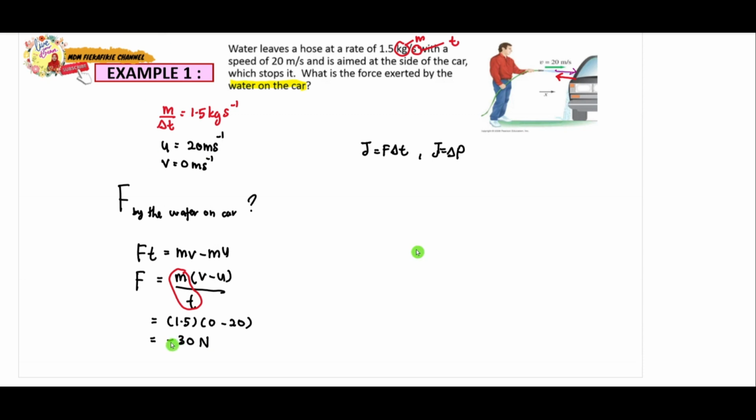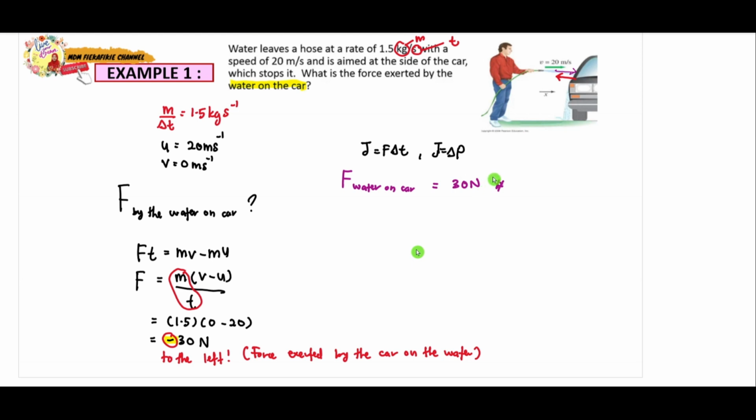Alright, so look here, the direction of negative is actually to the left. So this is the value of the force exerted by the car on the water, which is to the left. Jadi untuk menjawab soalan force exerted by the water on the car, the answer should be in the opposite direction, which is a positive value. Okay, which is to the right. So this is the answer.